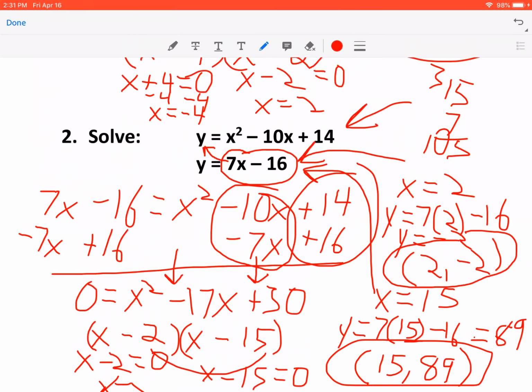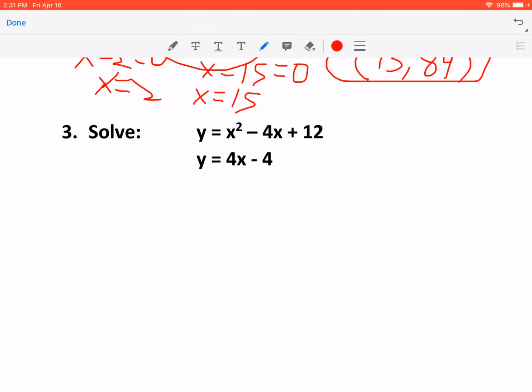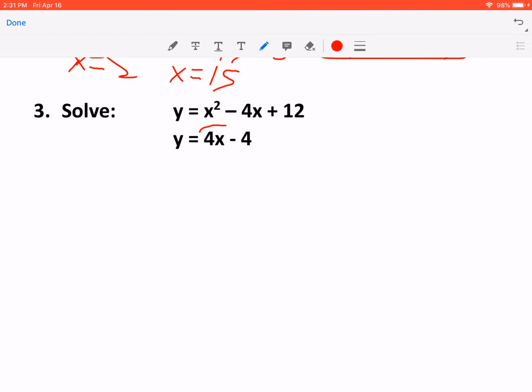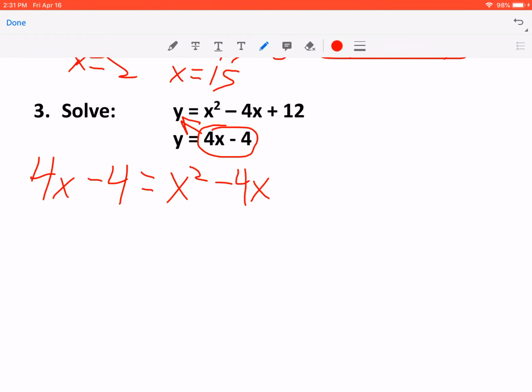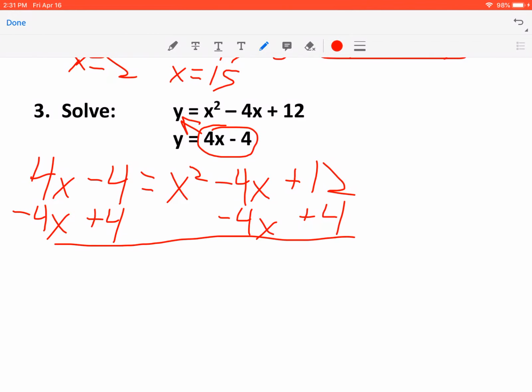All right? And last one. Same thing, they're always the same. Plug the y here, right there. So you got 4x minus 4 equals x squared minus 4x plus 12. How do you get rid of the 4x? Minus 4x. How do you get rid of the minus 4? Plus 4. Alright, these all canceled. So 0 equals x squared. What's a negative 4x minus 4x? It's minus 8x. 12 plus 4 is 16.